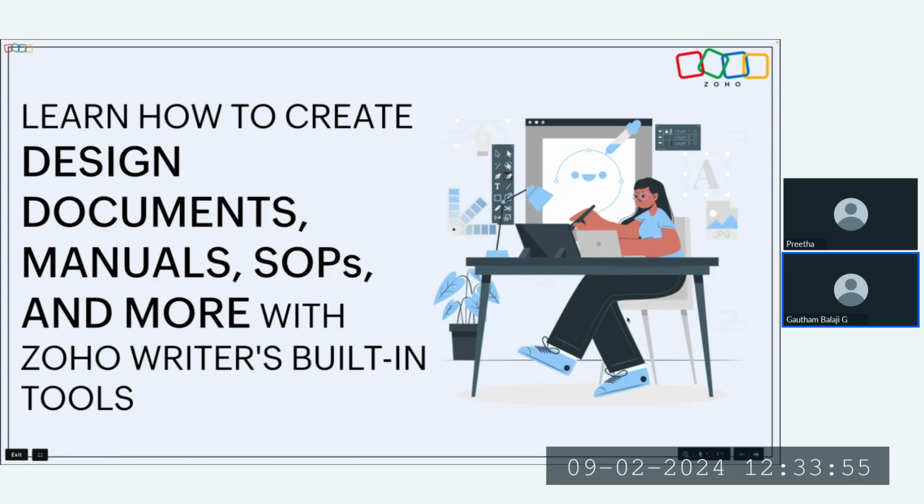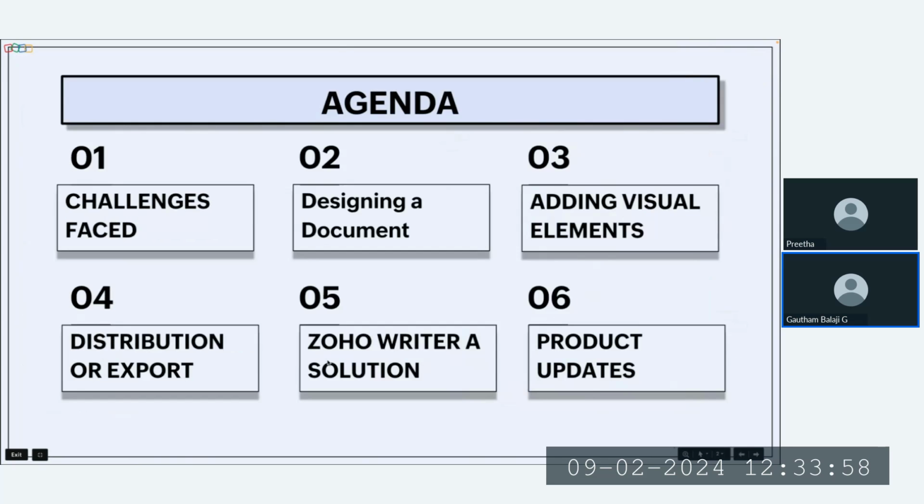So without further ado, let's get into the agenda of today. We will check out what are the challenges faced by most people in creating a complex document which contains various attributes. And also we'll see what are the ways we can simplify this designing process. Designing a document can be really difficult, so we'll show you what are the ways with which you can simplify it. Not only that, we'll also show you how to add visual elements so that you can make your document more attractive and easy to read.